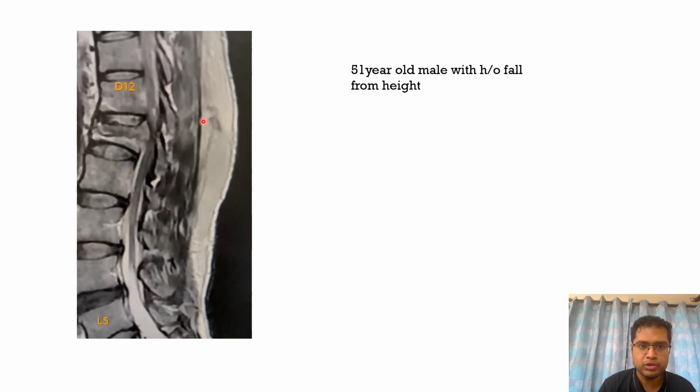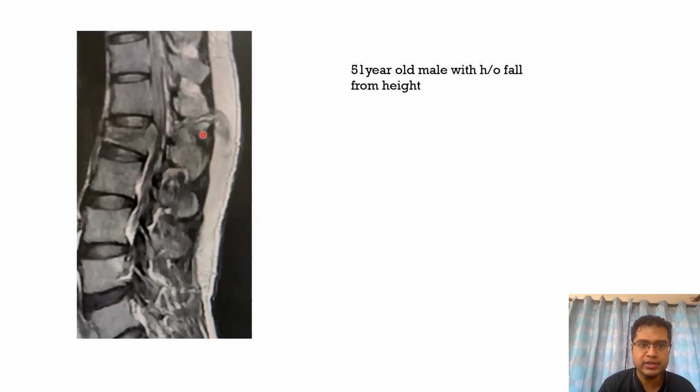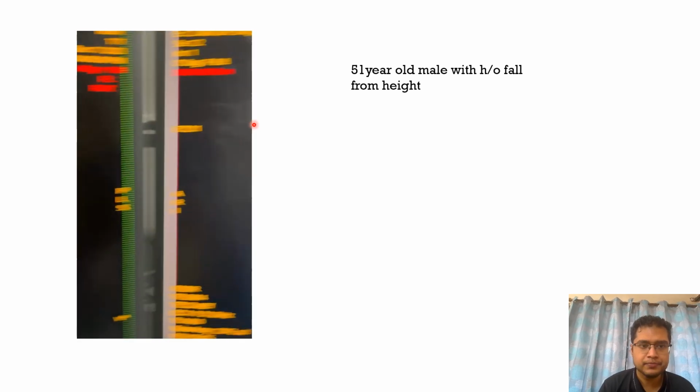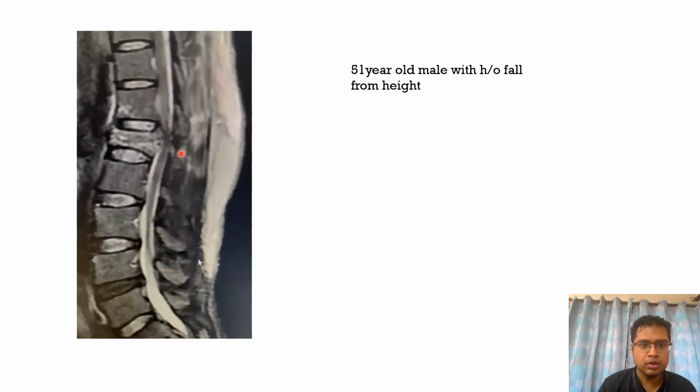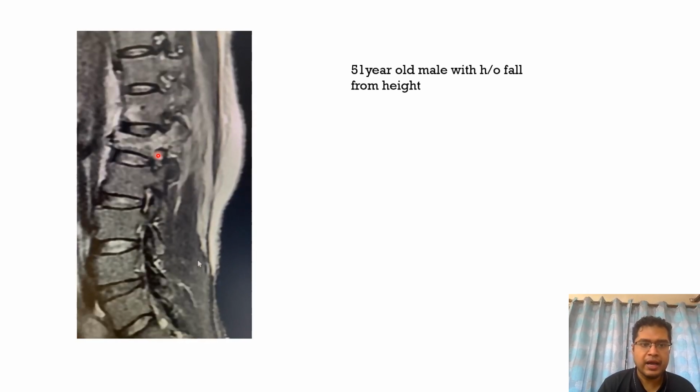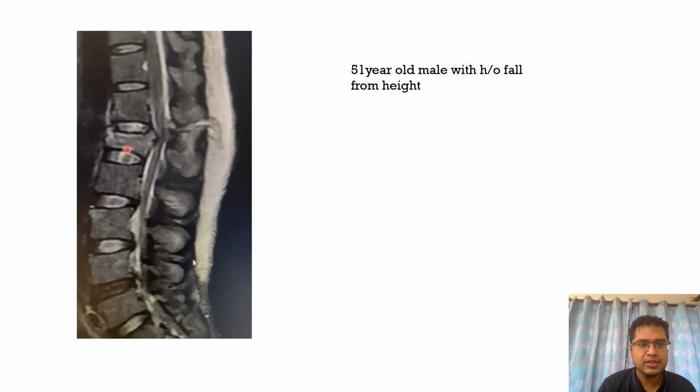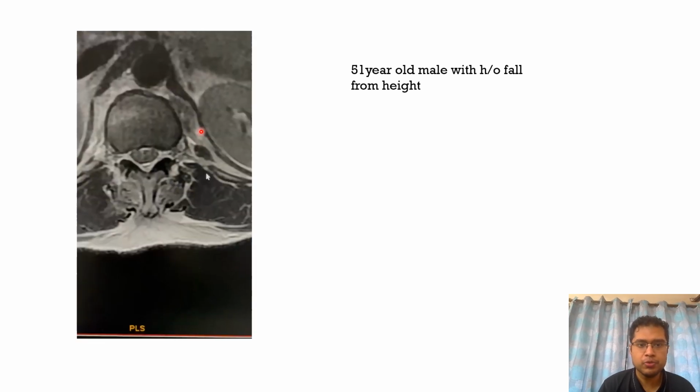Also there is disruption of the posterior ligamentous complex. Normal T2 hypointensity is lost at this level. Now on these sagittal STIR images also we can see some marrow edema in L1 vertebra as well as in D12 vertebra, along with disruption of the posterior ligamentous complex.